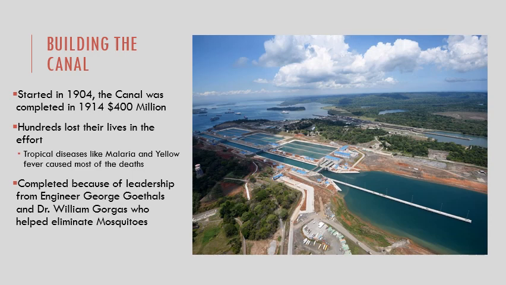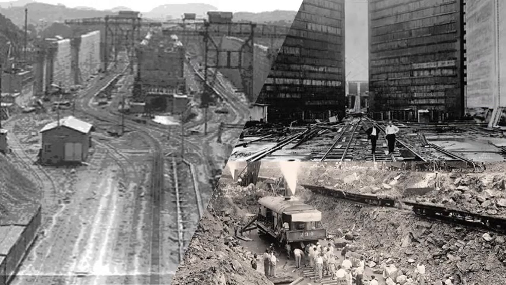So two key engineers here, George Goethals and William Gorgas. Eventually they'll create ways to get rid of the mosquitoes, which helped workers to build this canal. And here are some pictures of the building of the canal. Lots of manpower, not a lot of machinery yet. Those are the locks on the right.